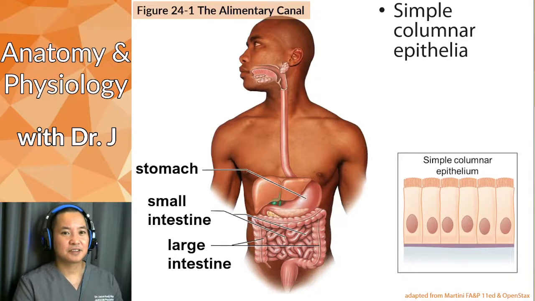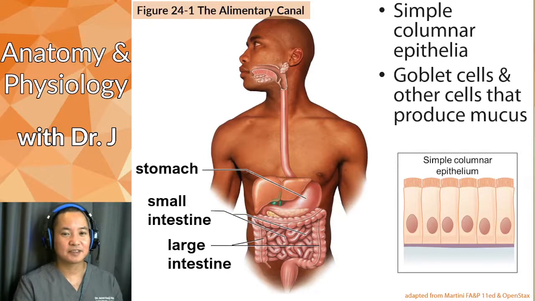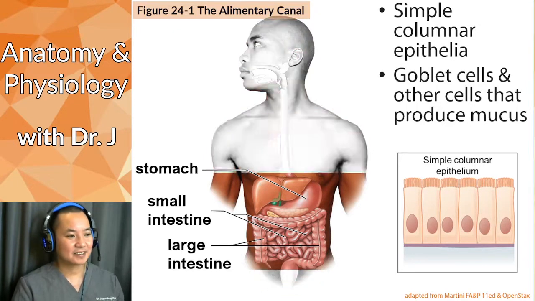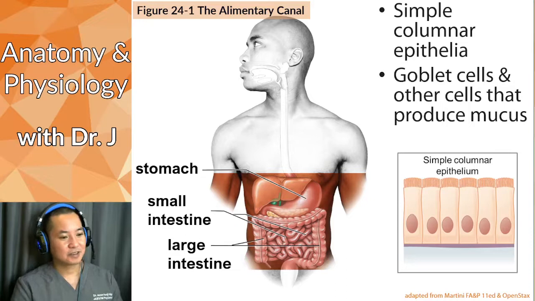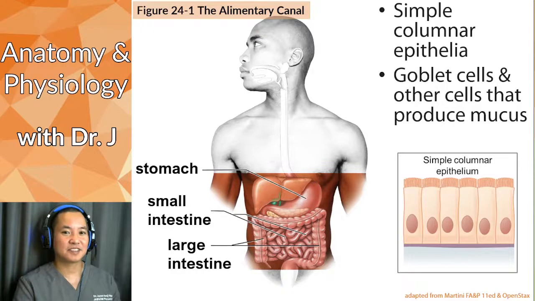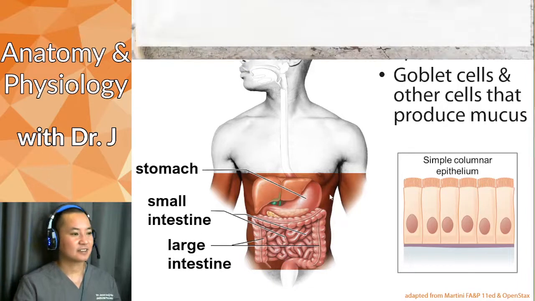Now, among the simple columnar epithelia, you also have cells like goblet cells and other cells that produce mucus. So it's not just about enzymes, but also producing things that help protect your GI tract from digesting itself with all the enzymes and chemicals contained within it. So basically, where do you find the simple columnar epithelium? You find it at the places that are most central in the middle of your GI tract, compared to the entrance or the exit of your GI tract.